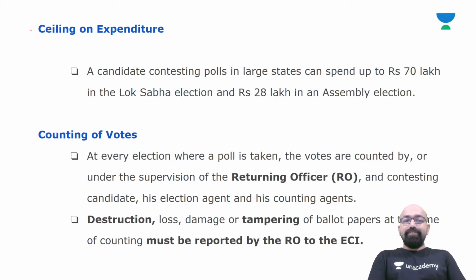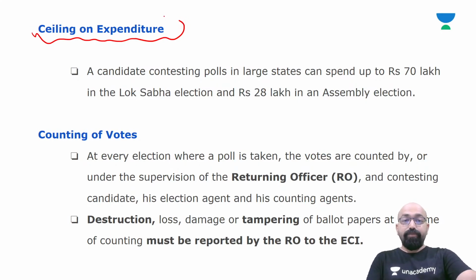Then, ceiling on expenditure. A candidate contesting polls in large states can spend up to 70 lakh in the Lok Sabha election and rupees 28 lakh in an assembly election. So there is a provision of ceiling on expenditure.